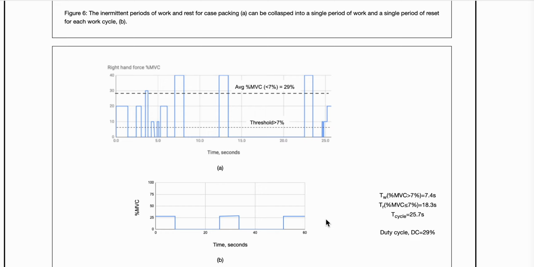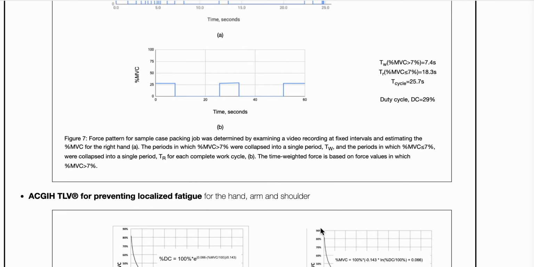And I'll just give you a heads up, it's really easy to get confused between percent duty cycle and percent MVC. And then we'll talk about allowances later, and sometimes we get confused because we talk about allowances as percents. So we got percents all over the place. So if it sounds like I misspoke myself, there's a good chance that I did.